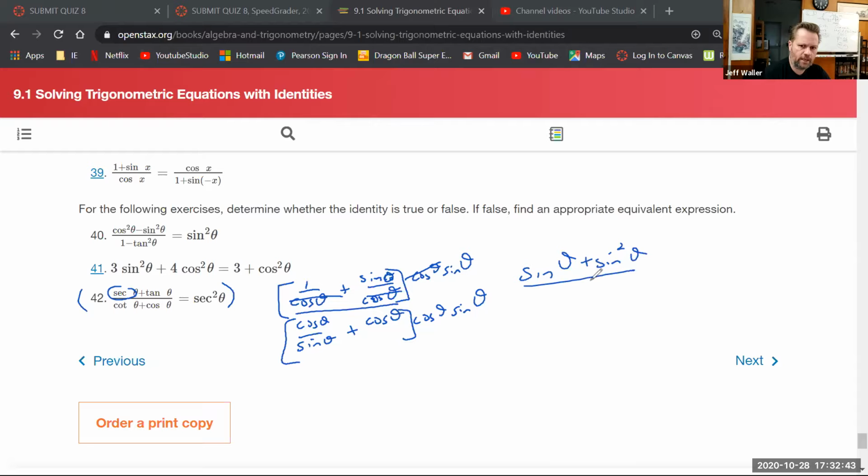Did this get me anywhere useful? On the bottom, the sine cancels here, but not here. So it's going to be cosine squared theta plus cosine squared theta sine theta. So it looks like that didn't really help me out, did it? Maybe it did. I see something. Anyway, sorry, let me stop for a minute.